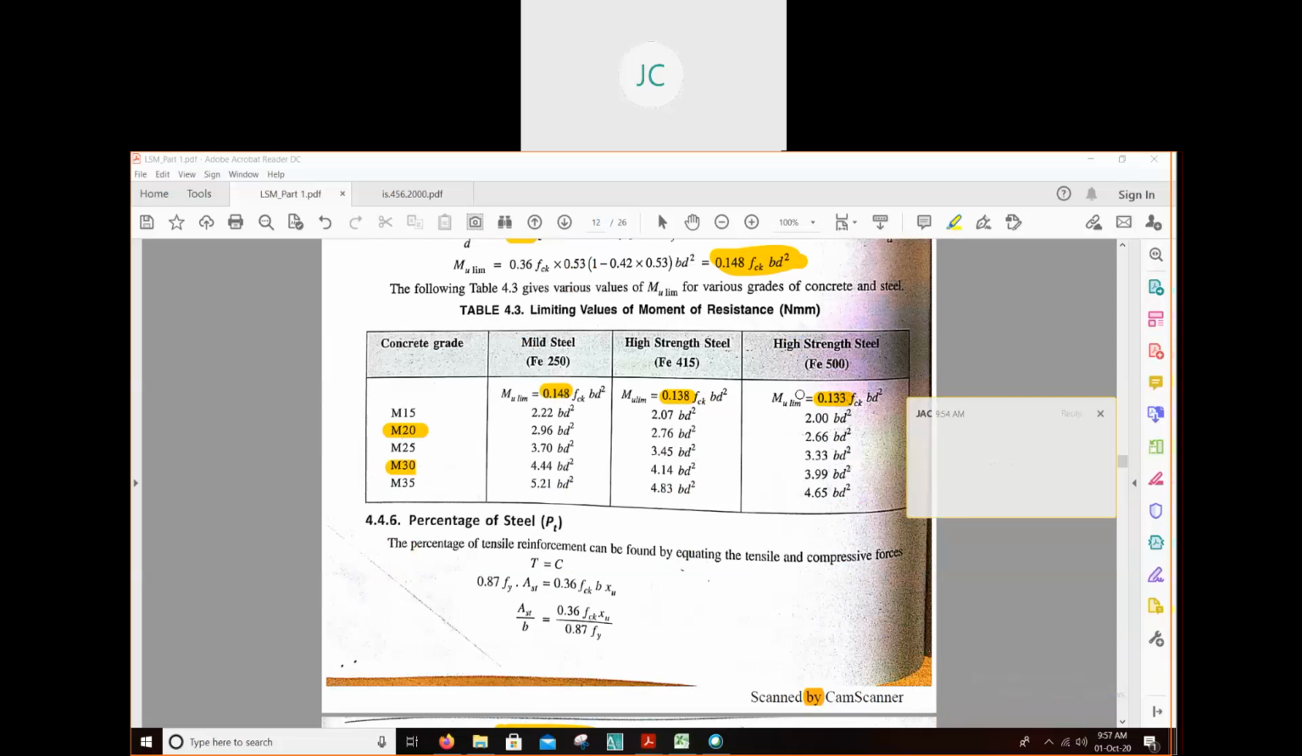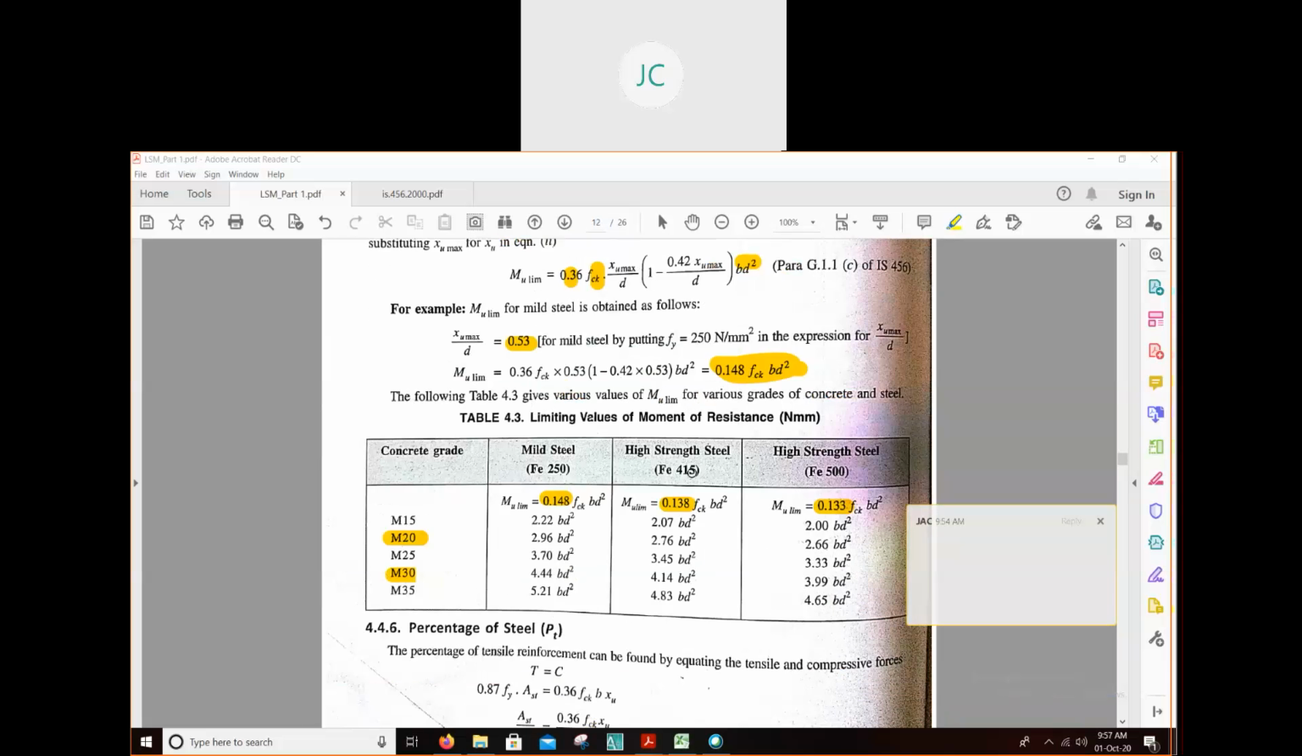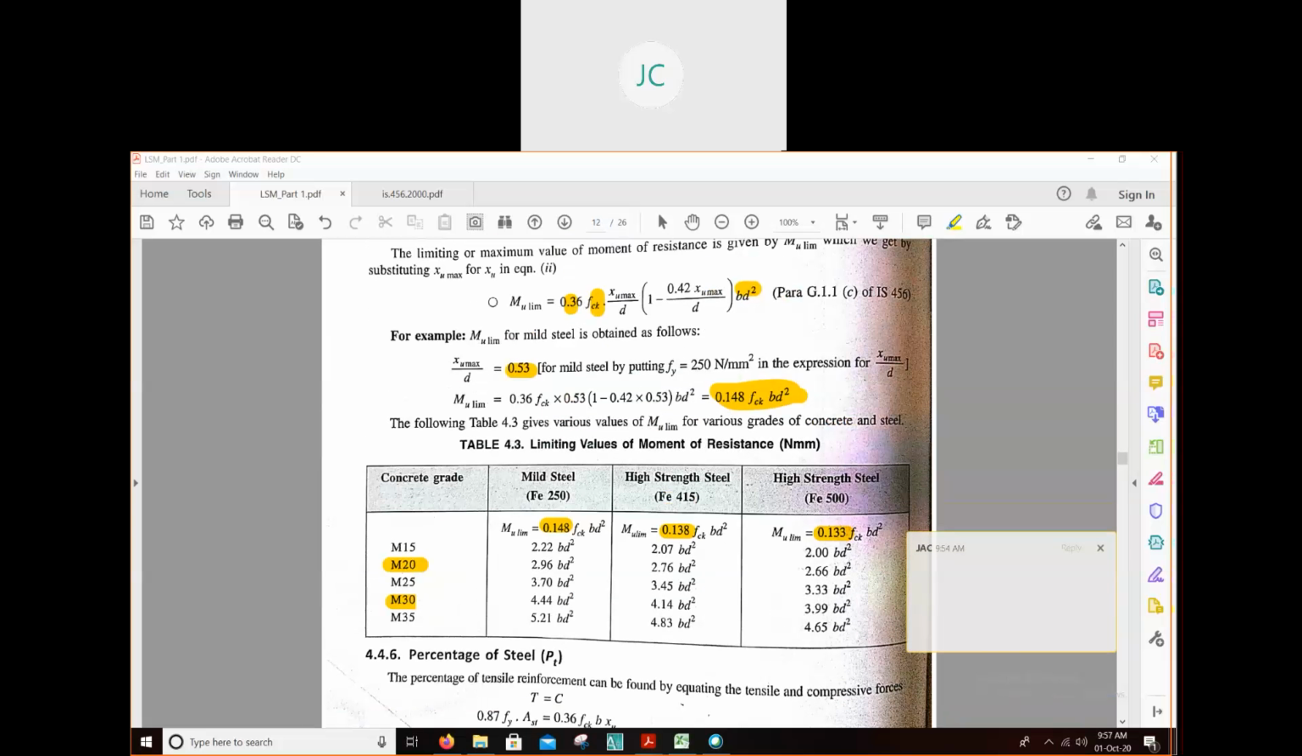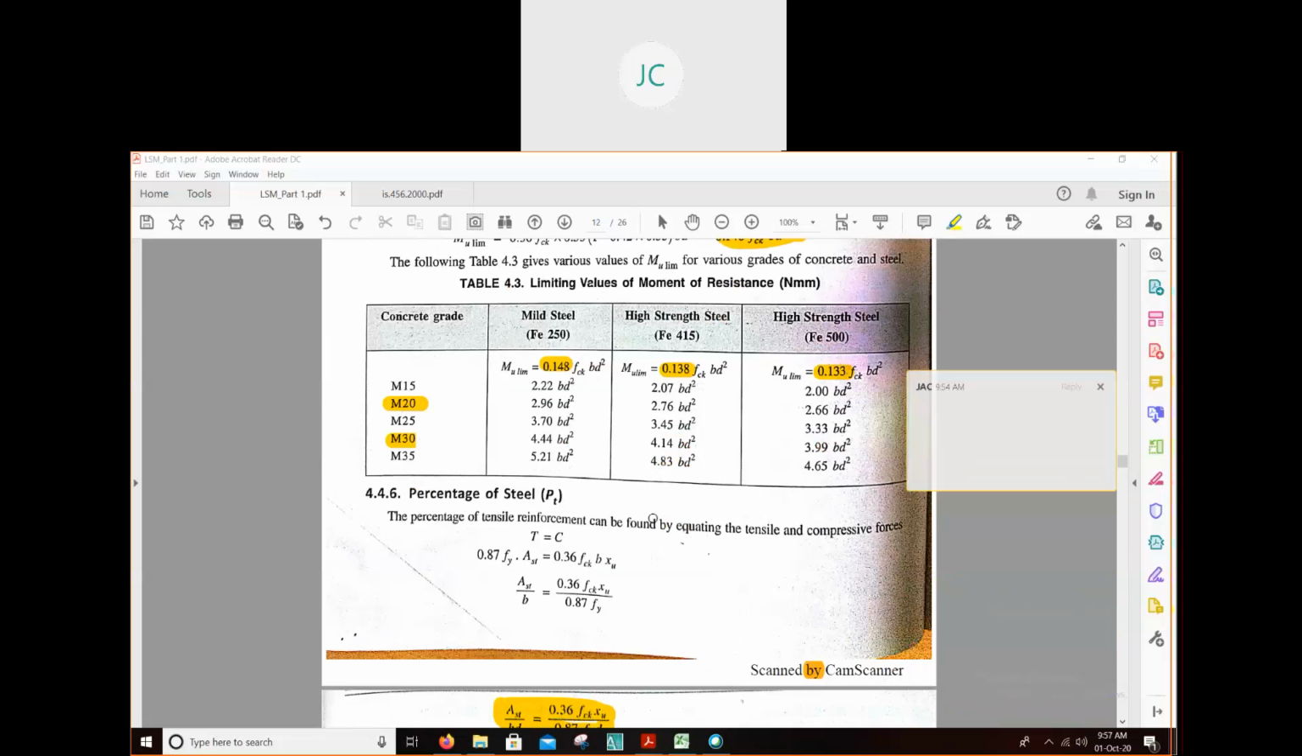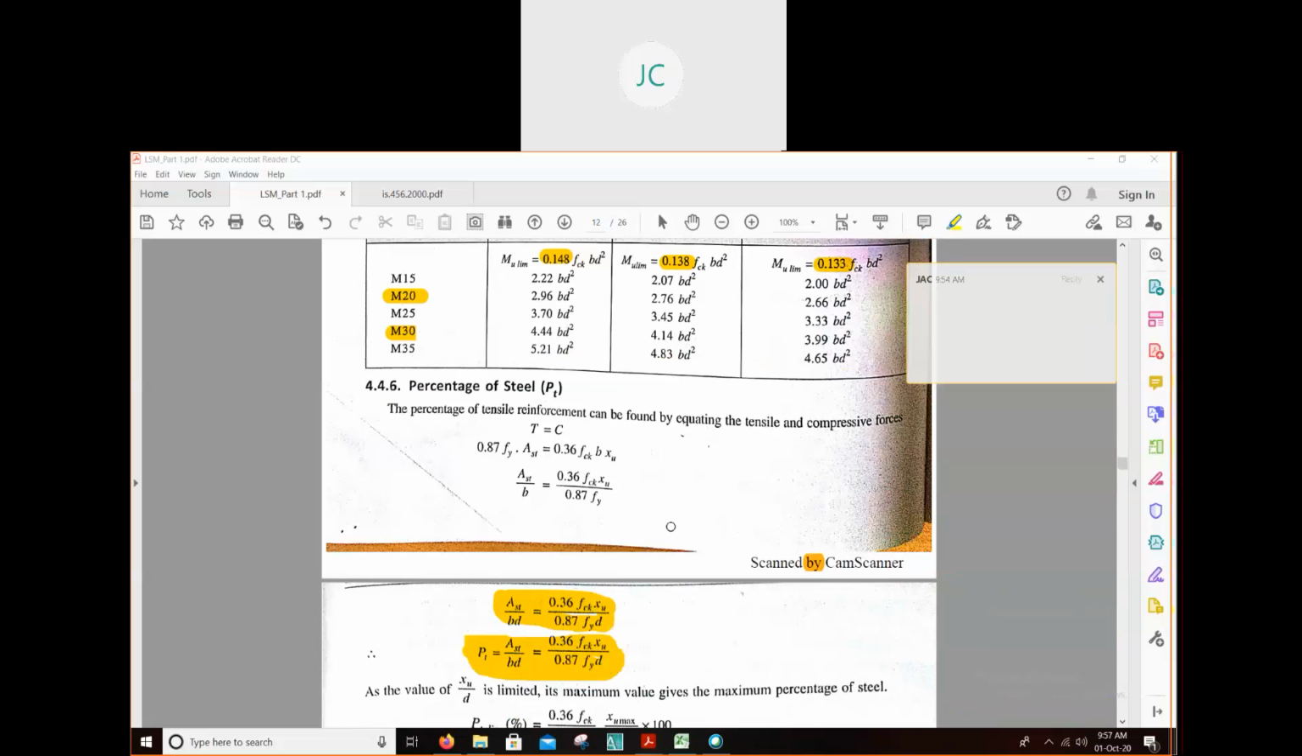Every time you have to use this long equation, which is given in IS 456. But for your exam purpose, it is better to remember these three simple equations. If you want to save your time during the exam, I am suggesting you to please try to remember these three equations. Otherwise, for every problem, you have to use this long equation. So next part is percentage of steel.